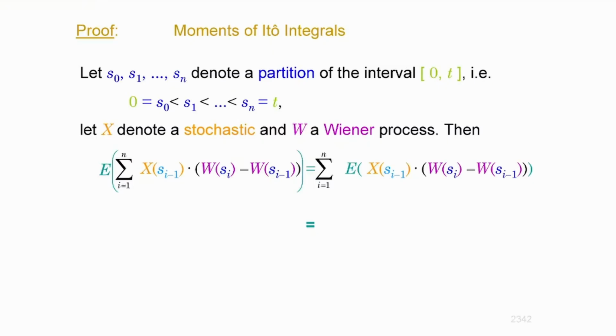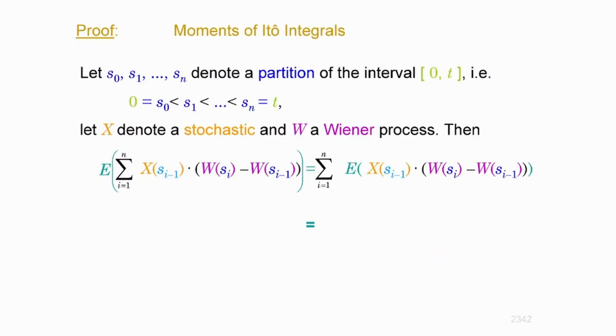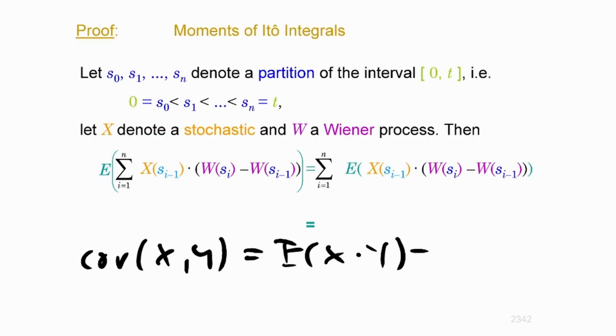If random variables are independent, they're also uncorrelated, which means that the expectation of their product is going to be equal to the product of the expectations. Why? Because their covariance is 0. You might recall that the covariance of two random variables is the expectation of their product minus the product of their expectations.